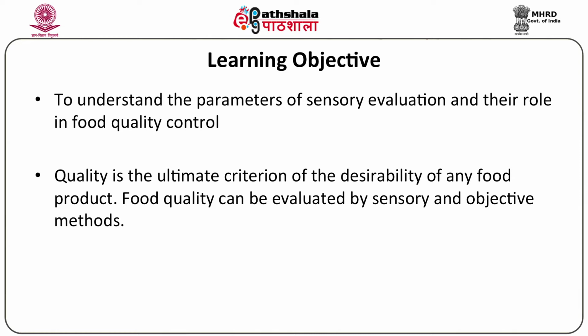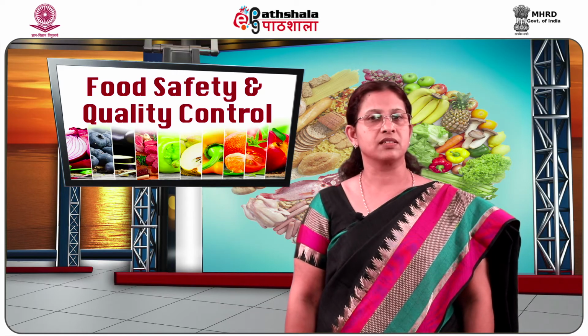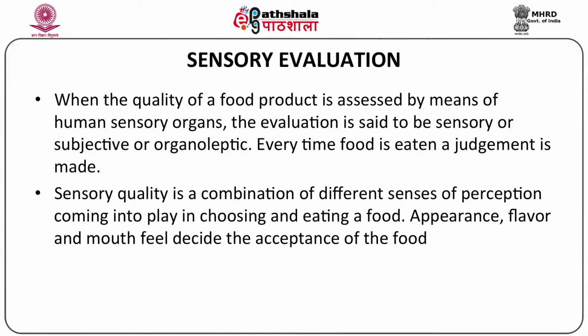Quality is the ultimate criterion of the desirability of any food product. Food quality can be evaluated by sensory and objective methods. What is sensory evaluation? When the quality of a food product is assessed by means of human sensory organs, the evaluation is said to be sensory or subjective or organoleptic.